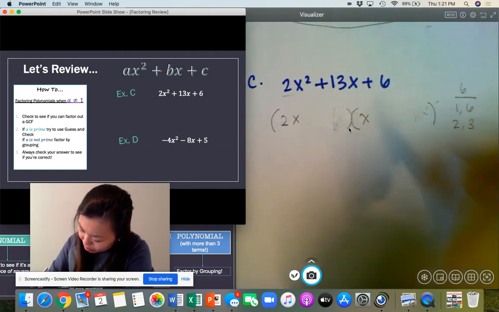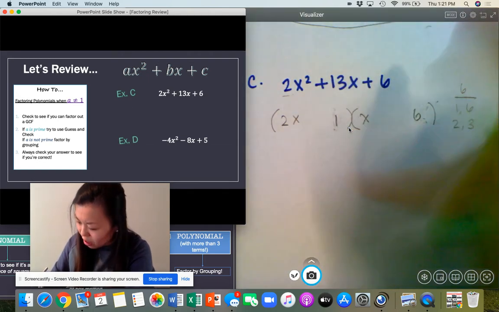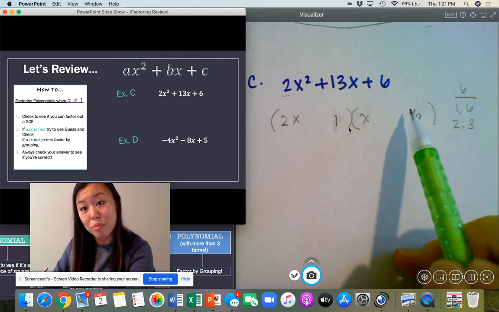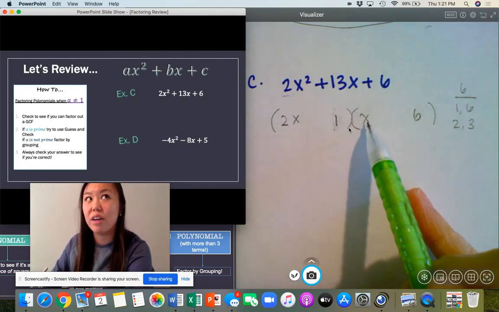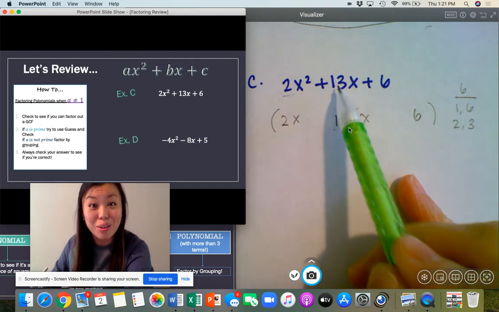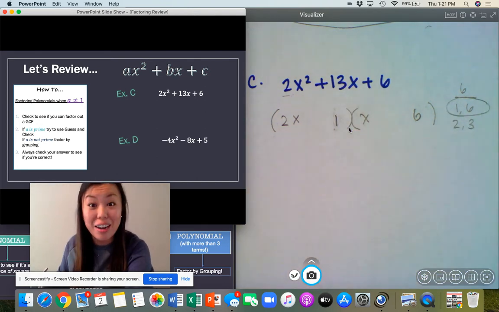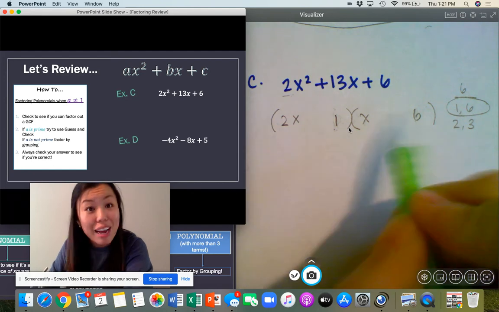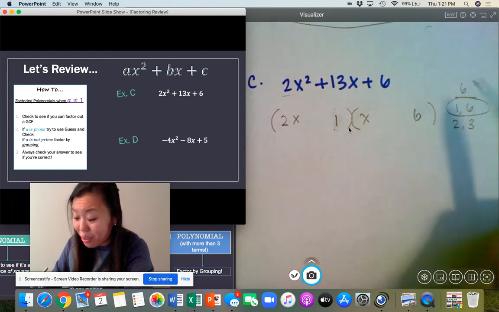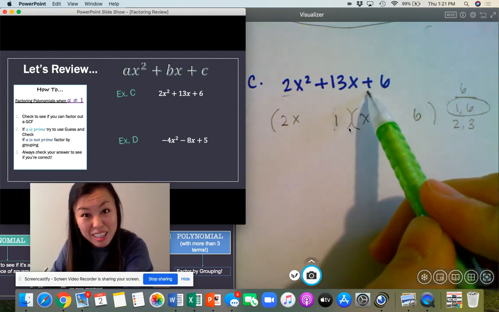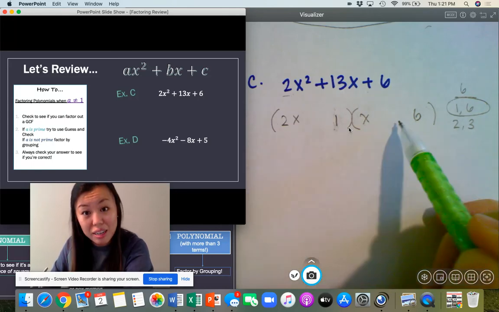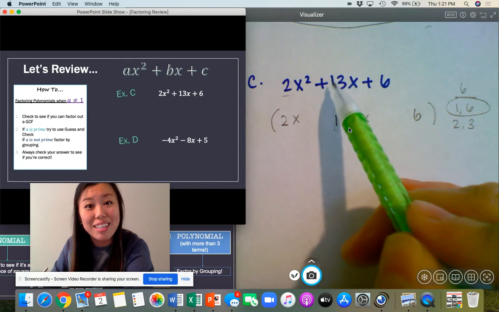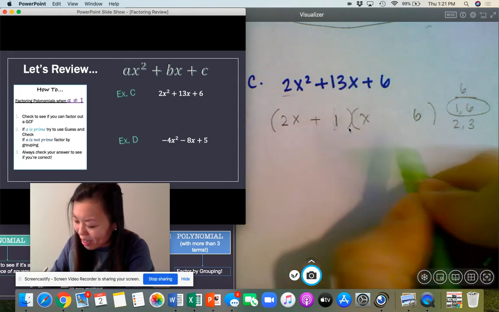All right, if I put a 1 here and a 6 here, my outer terms would become 12x, and my inner terms would become 1x, 12x and 1x. That can give me 13x. So that's the factor pair I'm going to use. All right, now I have to play around with the signs. Well, this one's nice, right? Because I have positive 6. So I know my signs can either be both negative or both positive. But since my middle term is positive, that tells me both of these are positive.